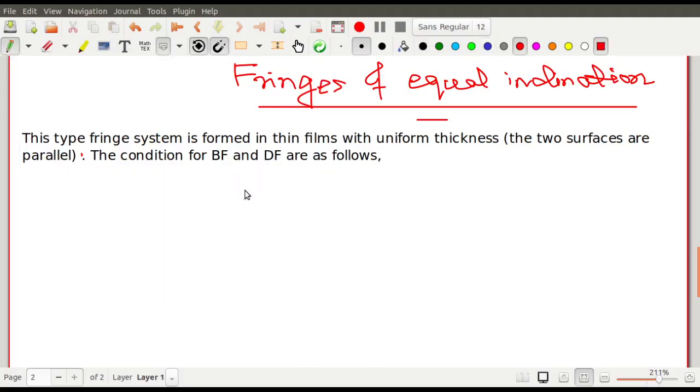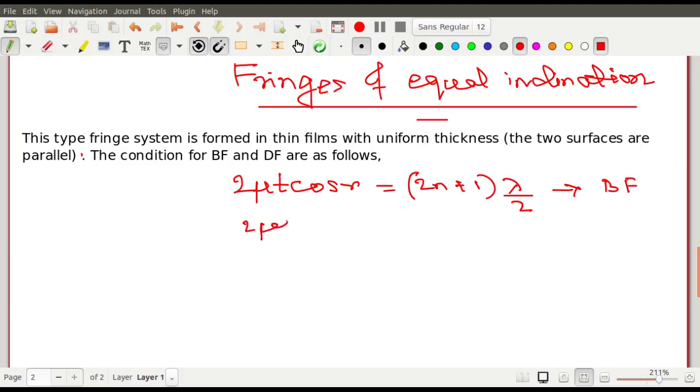The condition is over here 2 mu t cosine of r is equals to 2n plus 1 lambda by 2. So this is the condition for bright fringe, and 2 mu t cosine of r is equals to n lambda. This is the condition of now the dark fringe. So the condition got just complemented to each other because of the presence of that abrupt phase change of pi from reflection in the denser medium. So 2 mu t cos r is 2n plus 1.